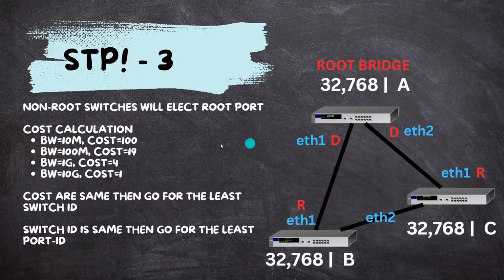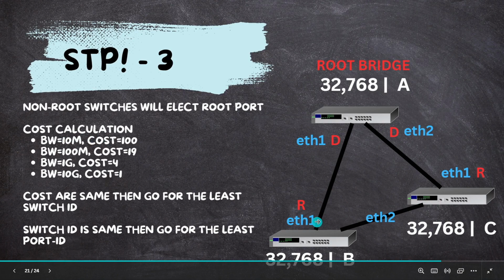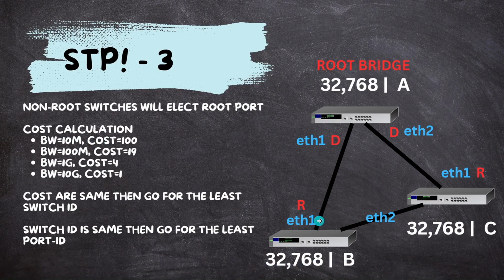So the cost is calculated by this matrix, and the matrix is, let's say, the port bandwidth with respect to the cost. So let's say the port bandwidth is 10 MB, a 10M port, so 10 megabits per second. That is the very basic older Ethernet port. So the cost of that port, if this port is having 10 MB bandwidth, then the cost will be 100. Let's say 100M, then the cost will be 19. If the port is 1 gig bandwidth, then the cost will be 4, and for 10 gig bandwidth, the cost will be 1. So this is the cost calculation matrix.